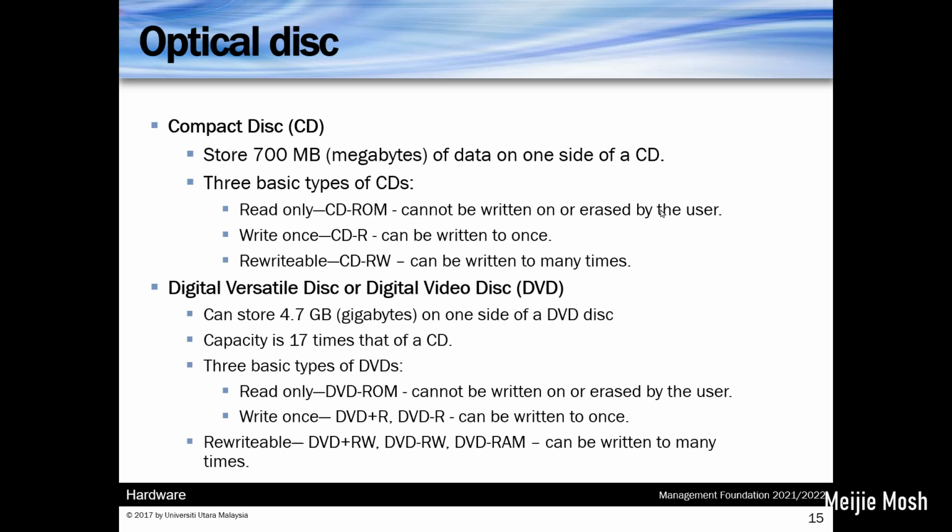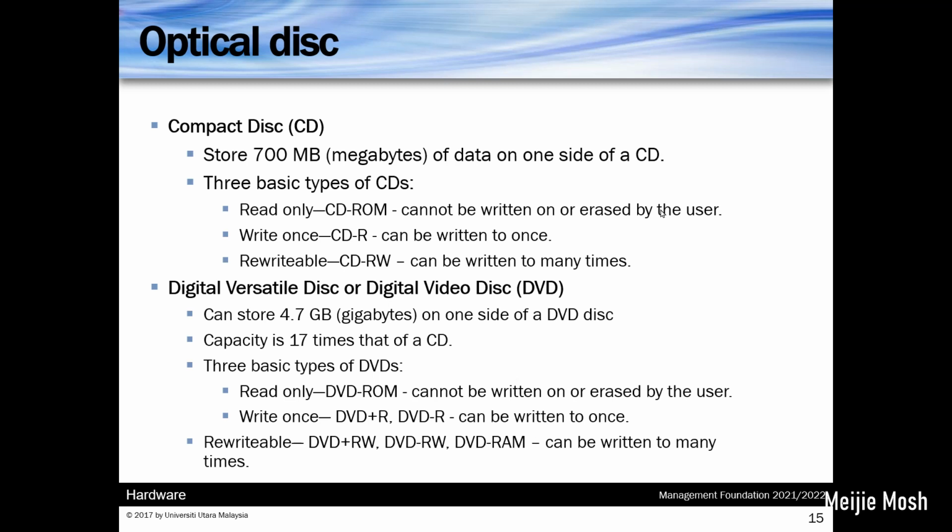A compact disc can store up to 700 megabytes of data on one side of a CD. There are three basic types of CD. The first is read-only, known as CD-ROM, which cannot be written or erased by the user. The second type is write-once, or CD-R, CD recordable, which can be written only once. The third type is rewritable, or CD-RW, which can be written to many times.